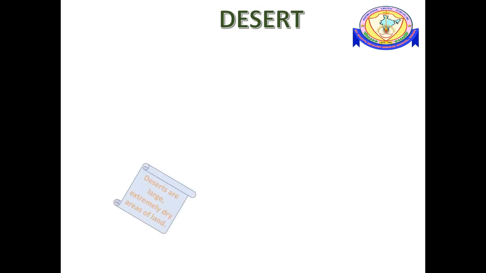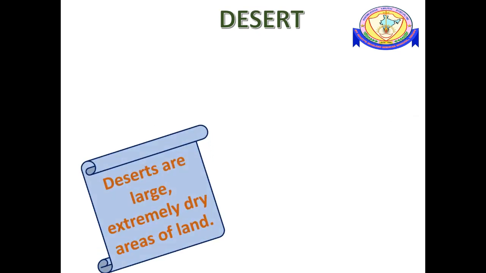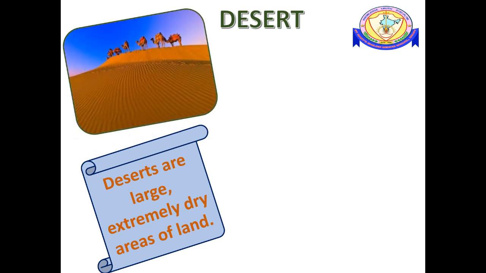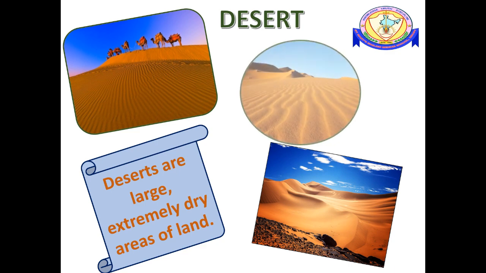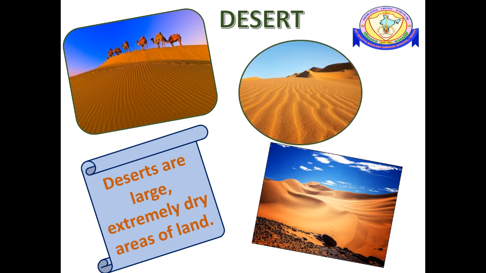Deserts. Deserts are large, extremely dry areas of land. There is very little rainfall and very few plants grow in deserts. The important deserts of the world are the Sahara Desert in North Africa, which is the biggest desert in the world, the Kalahari Desert in South Africa, the Atacama Desert in South America, and the Thar Desert in India.